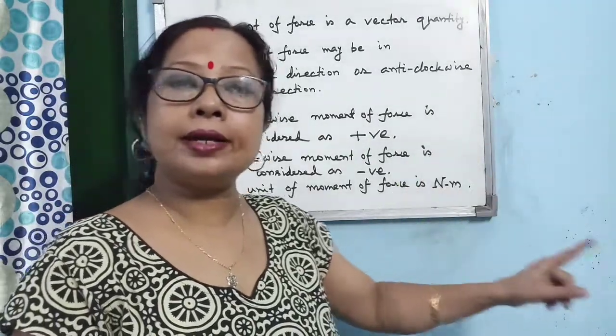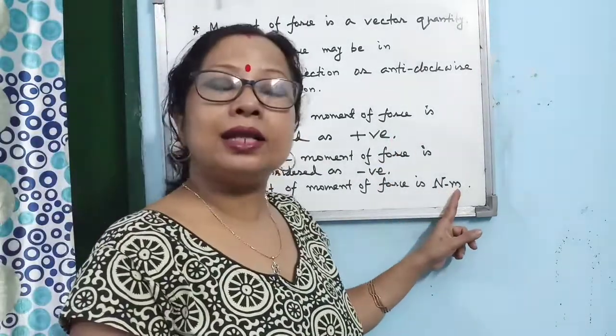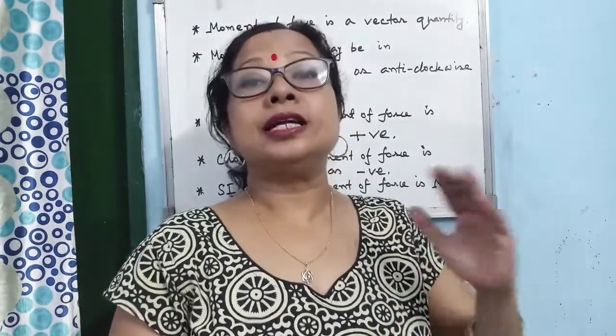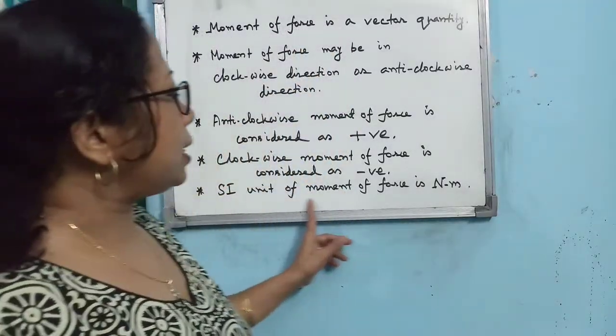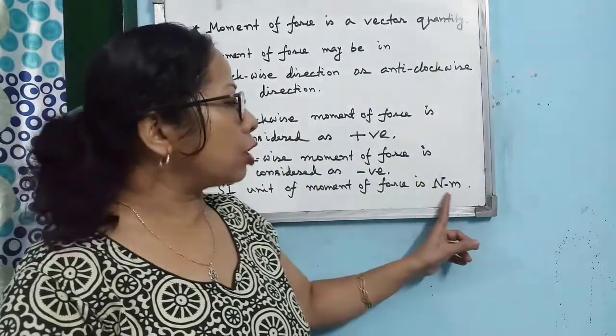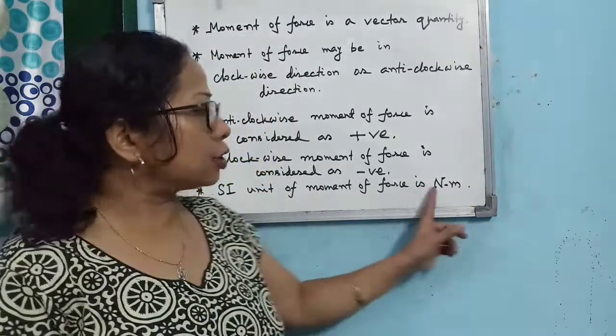Why can you not write Newton meter as joule? Because in this case, when I am writing the meter, it denotes not the displacement. It denotes the perpendicular distance between the line of action and the axis of rotation, which is completely different from displacement. That's why, while writing the SI unit of moment of force, no one can write joule in place of Newton meter.